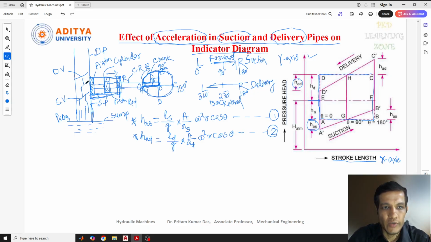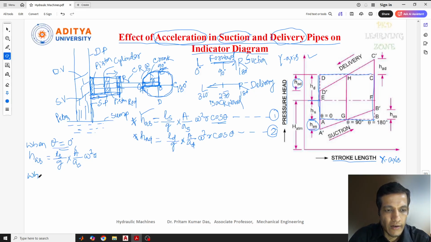In this equation, as I told you, we have 0 degree, 90 degree, 180 degree. Suppose when theta equals 0 degree, at that point we need to put cos 0, which equals 1. So if this value is 1, then HAS equals LS by G into A by AS into omega square R. This is at theta equal to 0 degree.